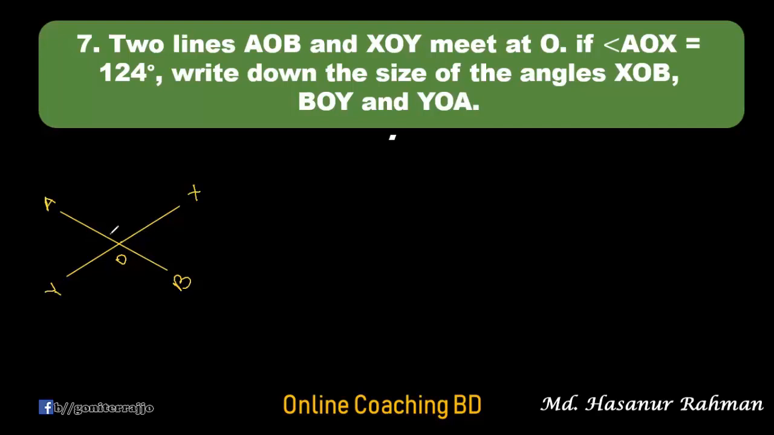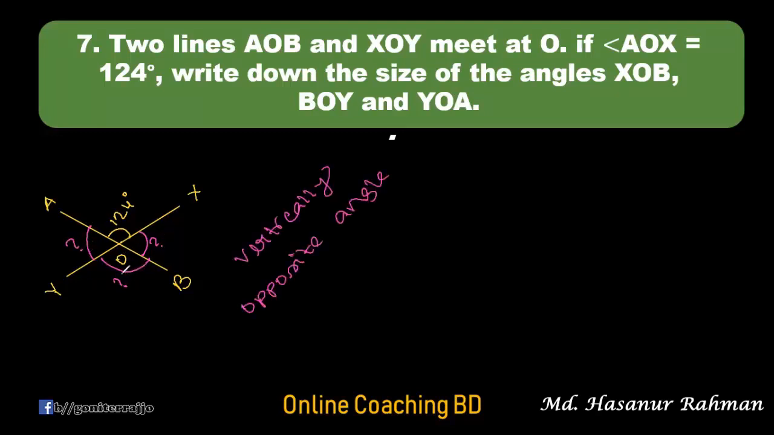If AOX equals 124 degrees, write down the size of the angles XOB, that means we have to find out the value of this angle, the angle of BOY and the angle of YOA. That means we have to find out these three angles.